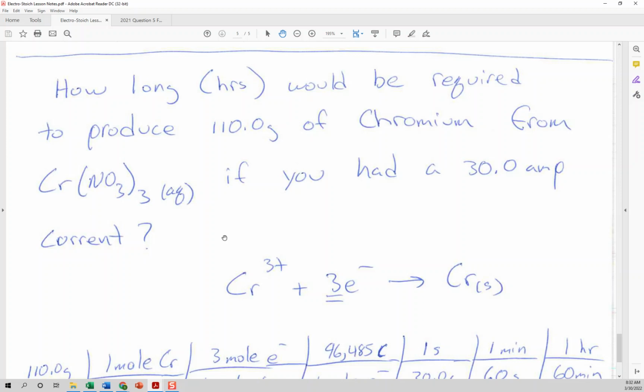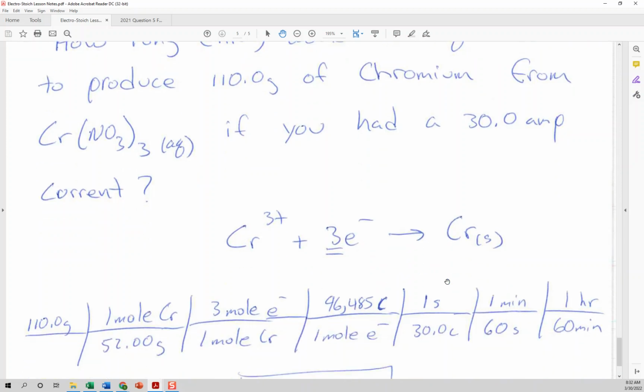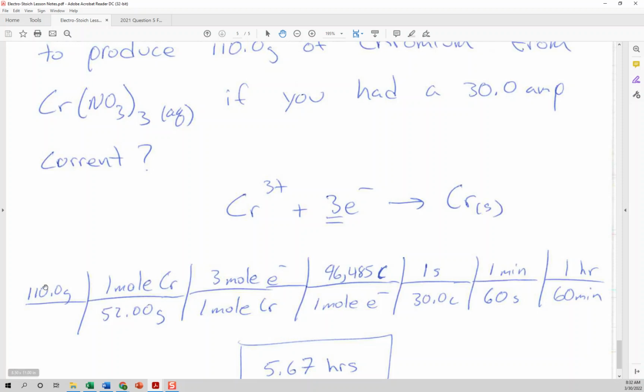So because we have chromium 3+, now our mole ratio is going to be 1 mole of chromium for every 3 moles of electrons. Or in this case, we're going to do 3 moles of electrons for every 1 mole of chromium. So let's do the setup. So we would take our 110 grams of chromium, figure out how many moles that is, and we know it takes 3 moles of electrons to reduce 1 mole of chromium, right?